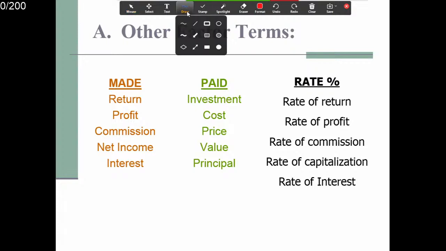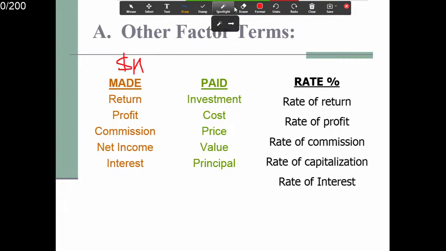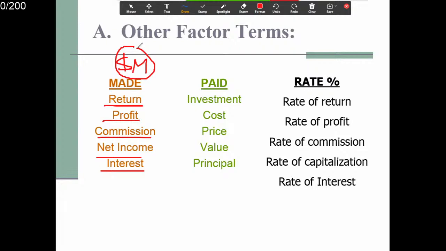But before we do that, we're going to tell you how much money is being made. They have different wording. What is my return? What is my profit? What is my commission? What is my net income? What is my interest earned? They're all the same. They're all talking about how much I made.